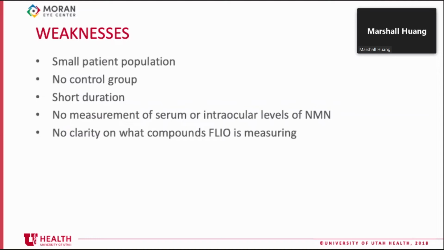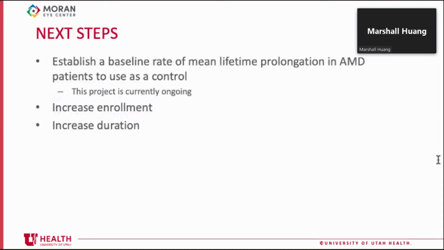Our next step will be to establish a baseline rate of mean lifetime prolongation in AMD patients to use as a control. This project is already ongoing, and it is the reason we decided not to enroll control patients for this particular study. However, after analyzing the data that we have in our database of these AMD patients without supplementation, we found that it was not directly comparable to the patients in this study. For this reason, we need a more standardized set of control patients. We would also love to increase the enrollment and duration of the study.